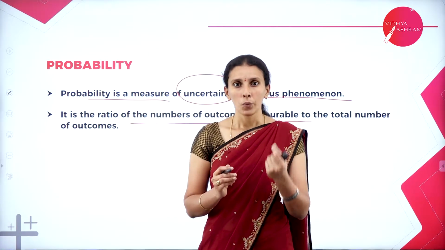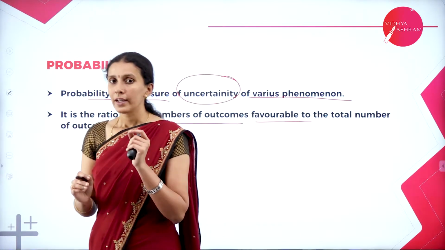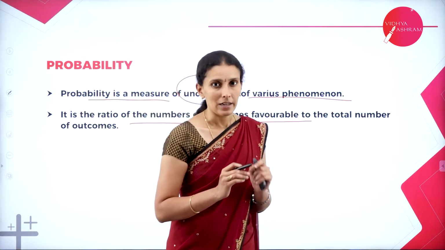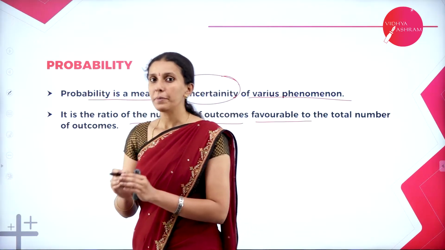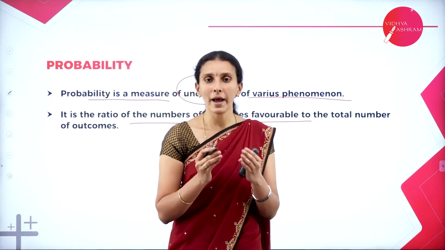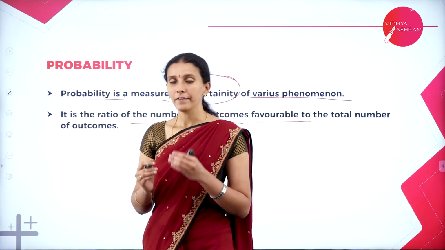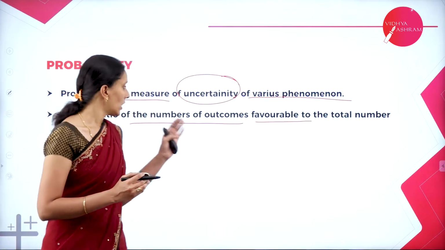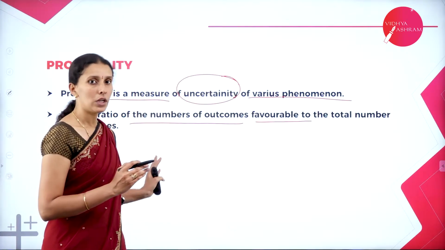For example, one more experiment, that is tossing a coin. When you toss a coin, you can calculate the chances of getting head as well as the chances of getting tail. When you toss a coin in a single turn, you have 50% chance of getting head and 50% chance of getting tail. In fraction form, it is 1 by 2. Like this, you have calculated the probability from the classical approach by the total number of outcomes favorable to the event to the total number of outcomes.